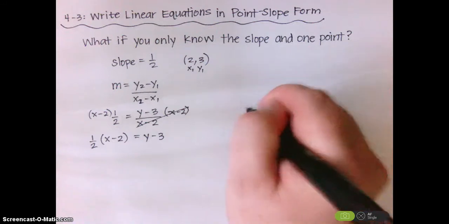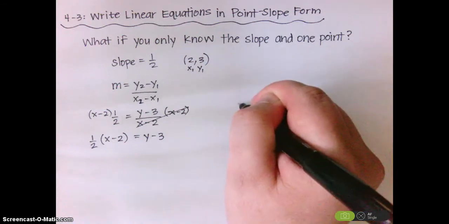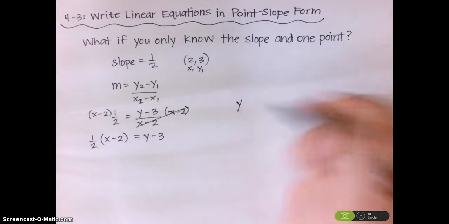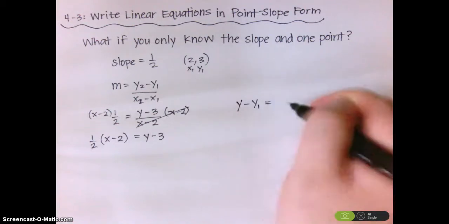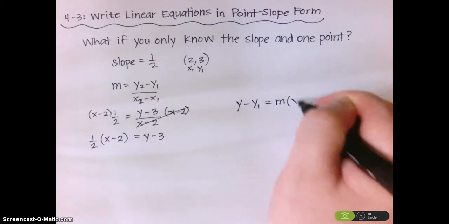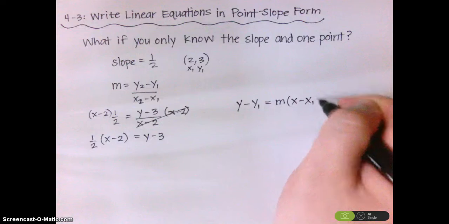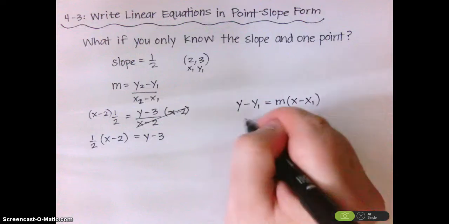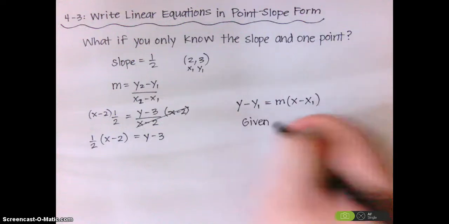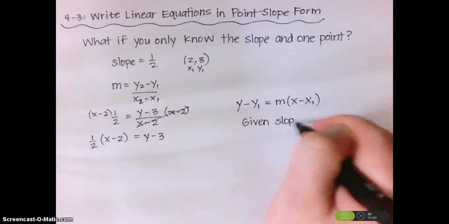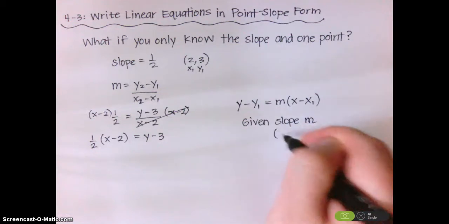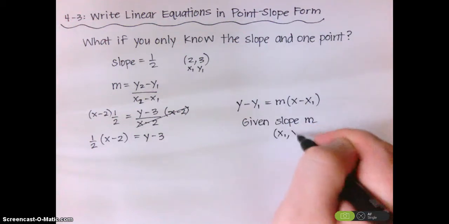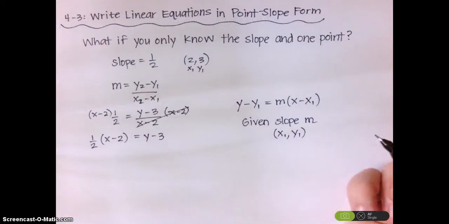So the general form, we're going to put the y's on the left-hand side, is y minus y1 equal to m times (x minus x1). And this is when you're given the slope, which we know is m, and you're also given a point, (x1, y1). All right? So why don't we just practice doing something very basic.